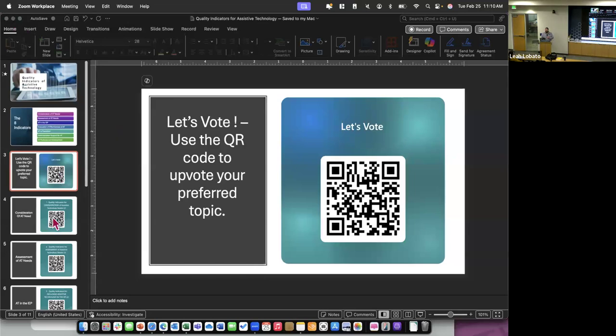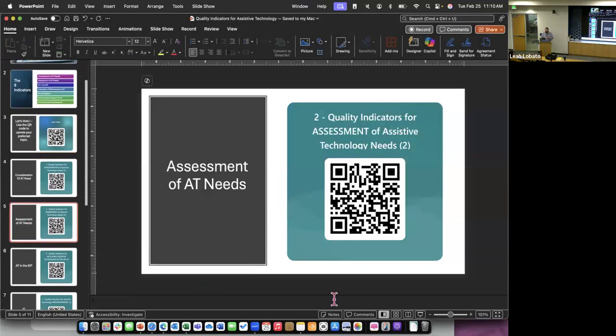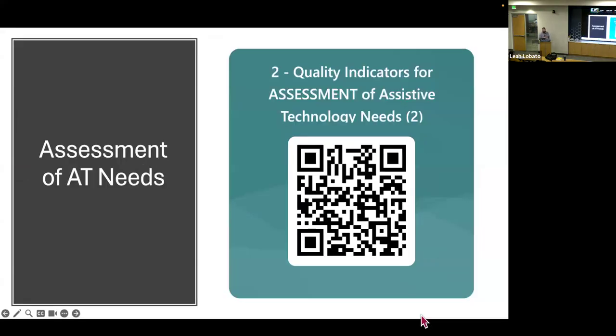Okay, so what did I say? What was the top one? Assessment? No, assessment. Okay. So here is assessment of AT needs. I'll make it bigger for everybody.